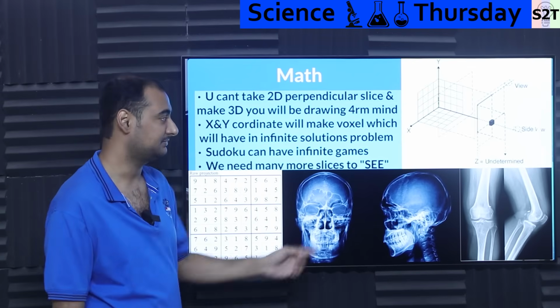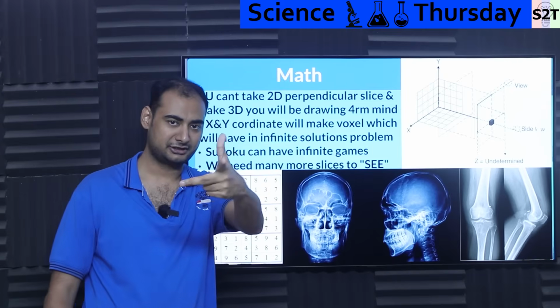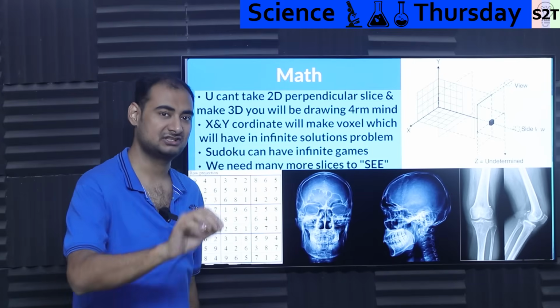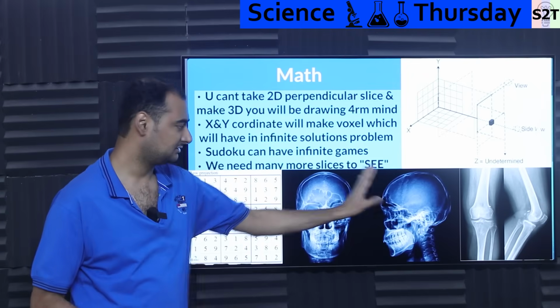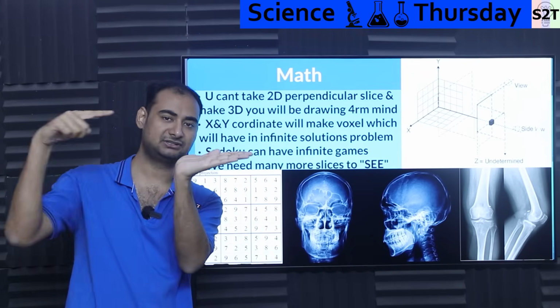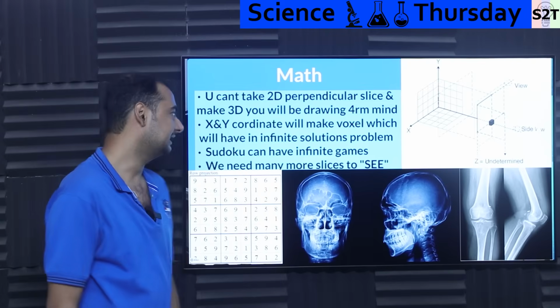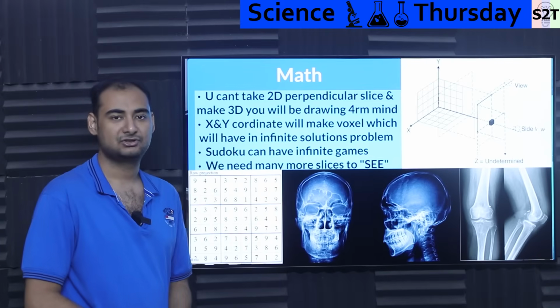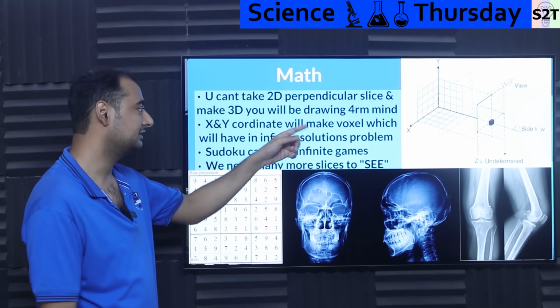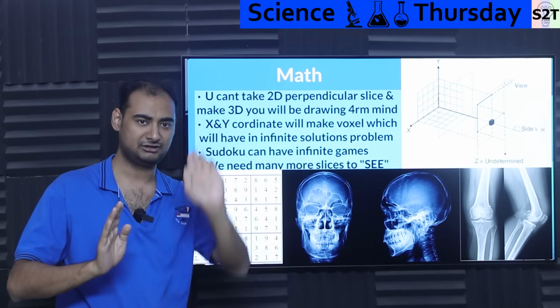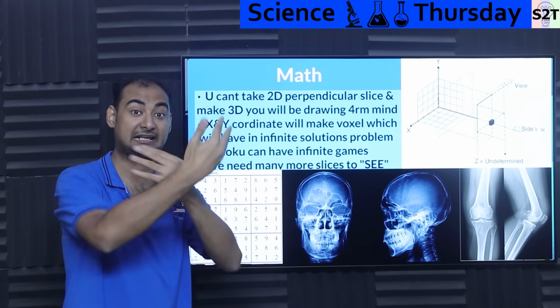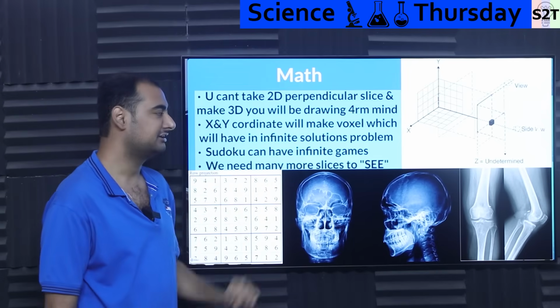You have compressed the slice. If you look into a 3D coordinate system and you want to create what we call voxels, basically volumetric pixels, but you have 2D pixels, and you try to cross-reference them, that creates what we call an impossible problem to solve. XY coordinates will make voxels. That's awesome. But if you try to solve it mathematically, with one projection and another projection, it becomes what we call an infinite solution problem.